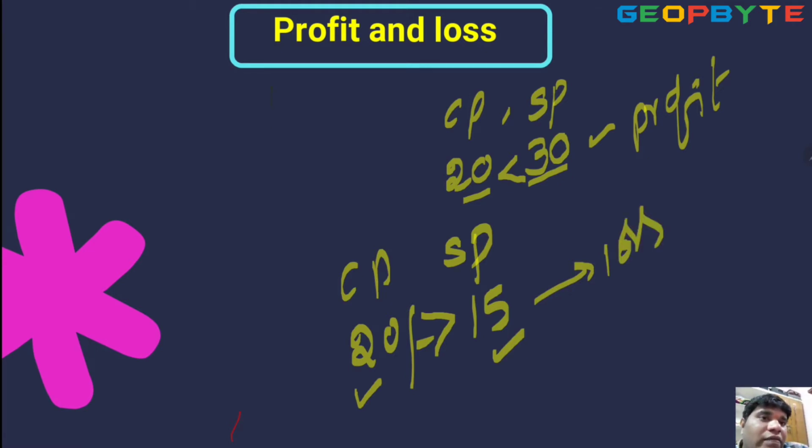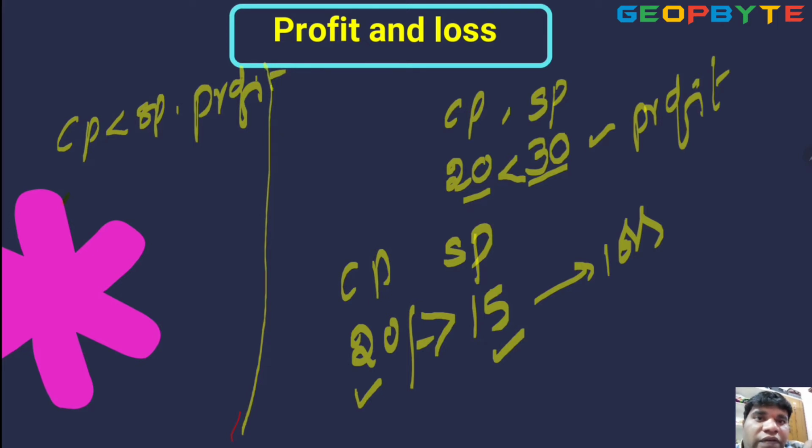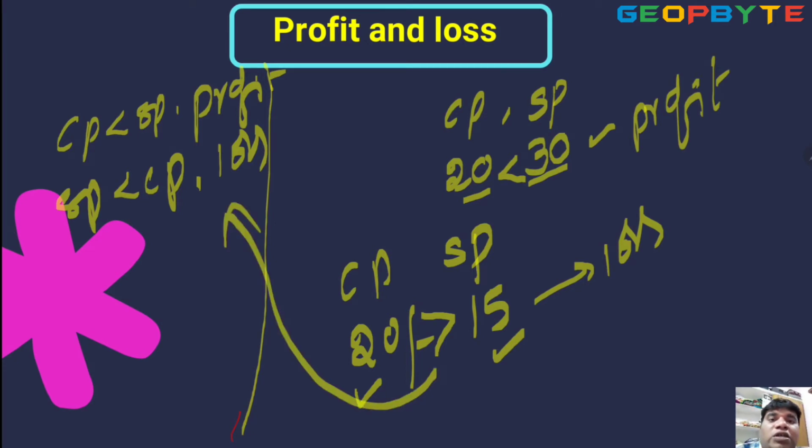As logic, if cost price is less than selling price, we get profit. If selling price is less than cost price, we get loss. Same information, but I write it like this: cost price more, selling price less, so we get loss. Cost price less, selling price more, we get profit.